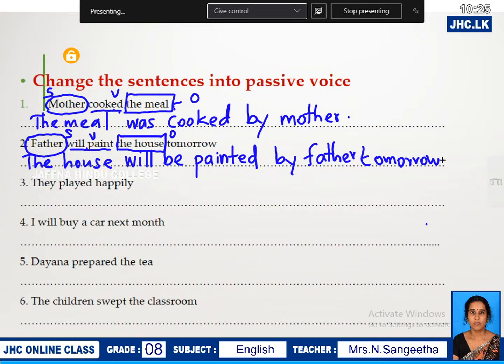Then the third one. They played happily. Who? They. What did they do? Played. So it is a past tense verb. But what did they play? The answer is not there, happily is not the answer. What did they play? The answer is not here. But we can add an answer. What did they play? They played cricket, we can say. Or games, or volleyball. Some answer. We can put an answer.